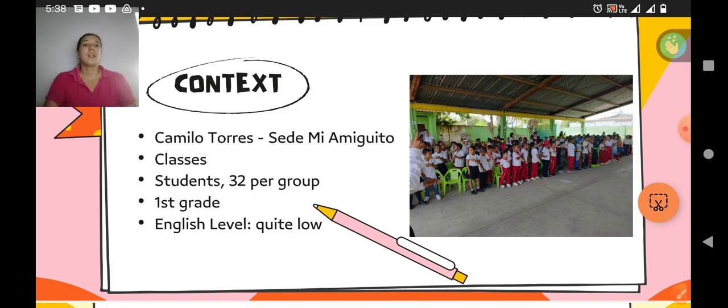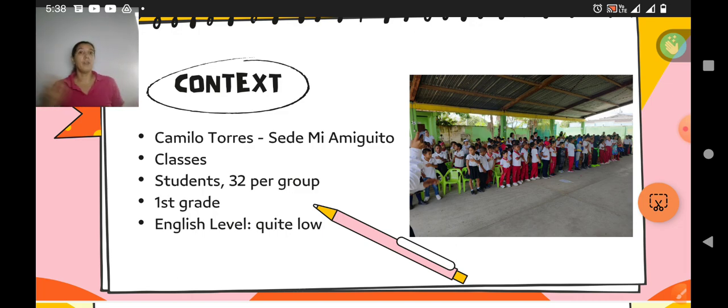Camilo Torres School, sede de mi amiguito, is located in Mocari neighborhood in Monteria. Classes are face to face, 32 students per group. In first grade, I had first one and first two. The English level is quite low.